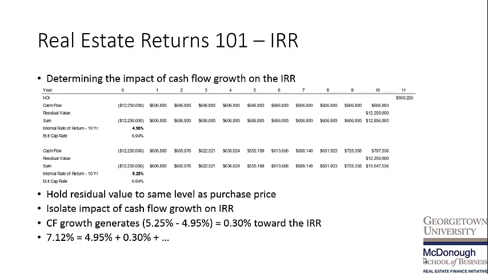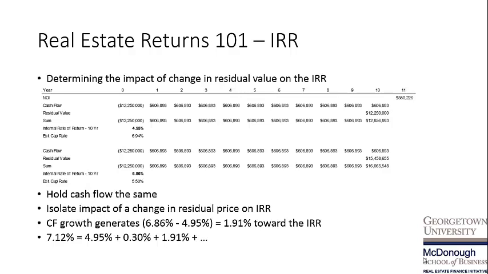So if you think about the 7.12% total IRR, it is equal to the year 1 cash return plus the change in cash flow. So now we've determined, again, that basically 5.25% of the 7.12% comes from a cash flow component. We now need to determine the impact of the change in the residual value.